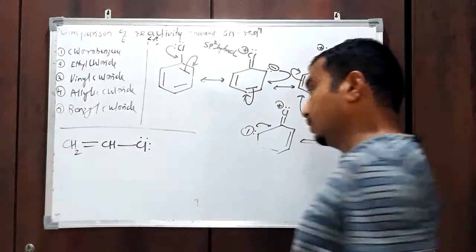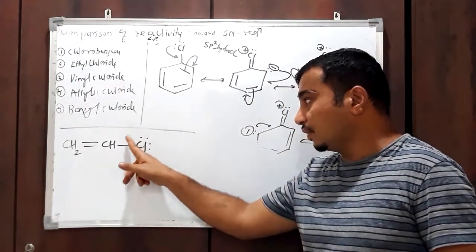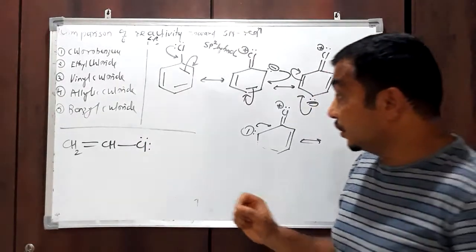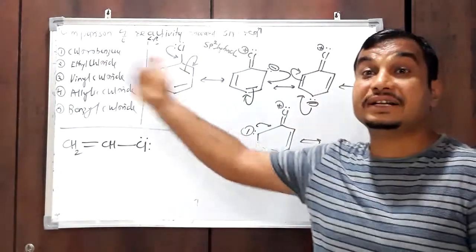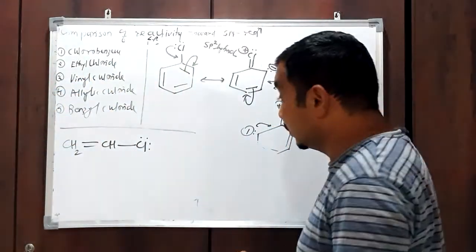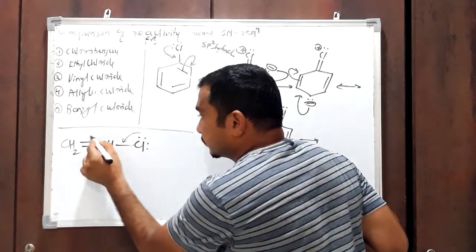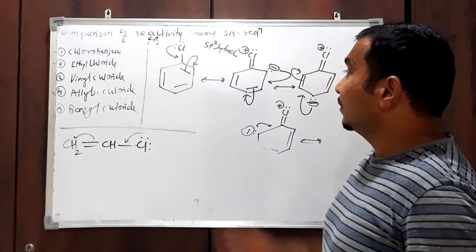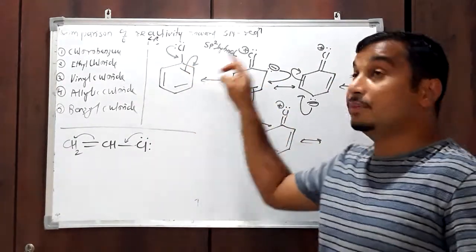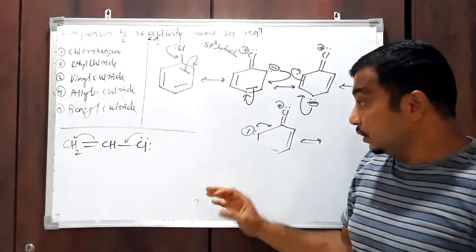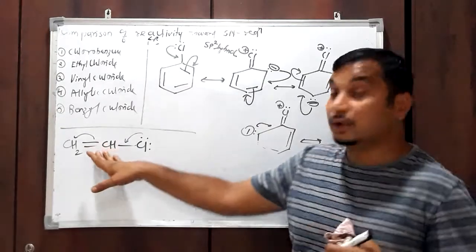Okay, so here also the lone pair of electrons is in conjugation with the pi bond. Lone pair, single bond, double bond, but there is no extended conjugation. So it gains double bond character, but less than the carbon-chlorine bond present in chlorobenzene. Resonance is more in chlorobenzene as compared to vinyl chloride.